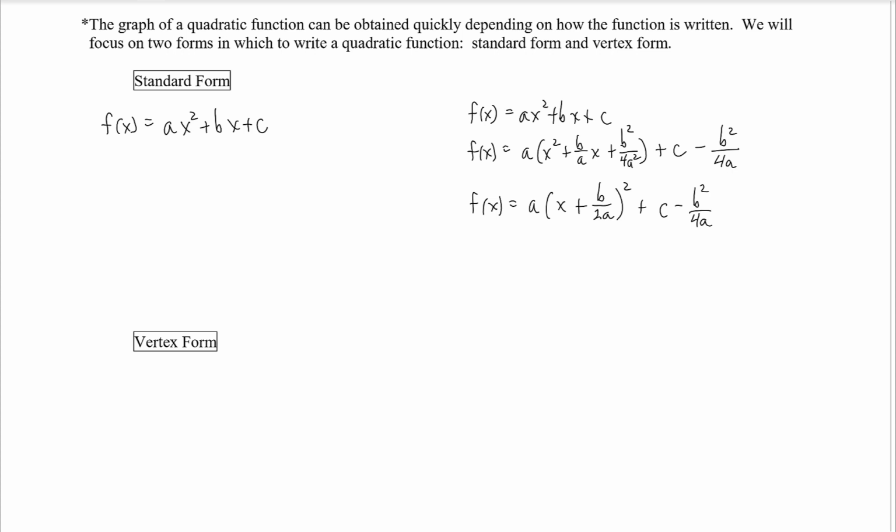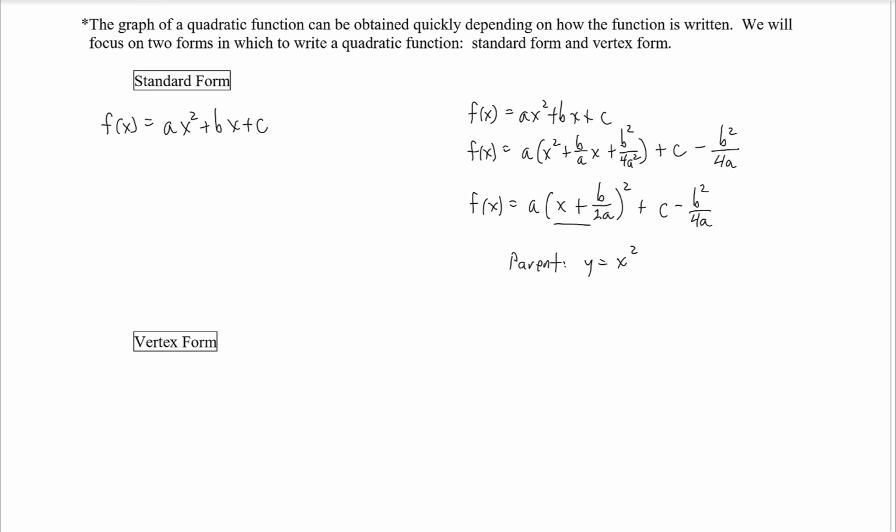And what we have here is we can use our transformations. As you can see, if our parent function is y equals x squared, well, we replaced x squared with x plus b over 2a. In other words, there was a left-right shift, a horizontal shift. And then we added c minus b squared over 4a, so there's a vertical shift. And then if a is not 1, we have a vertical stretch or compression. So written this way, you can see all the transformations.